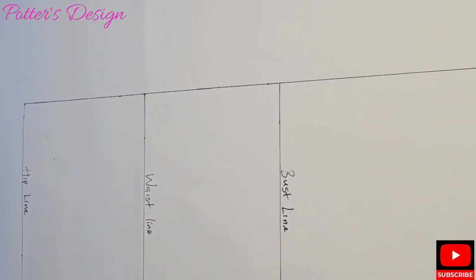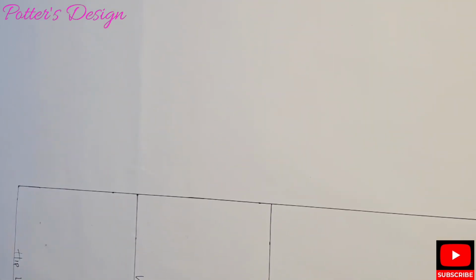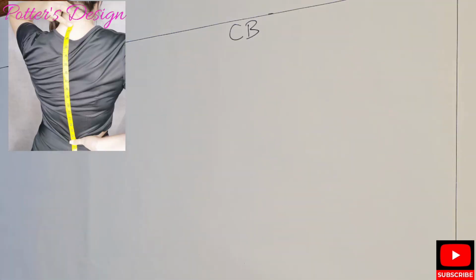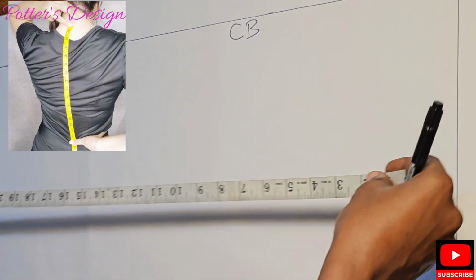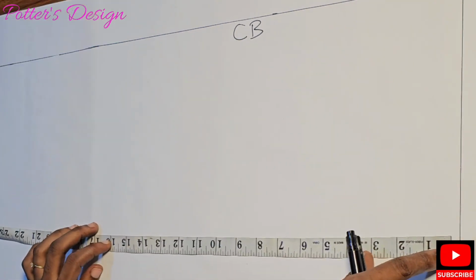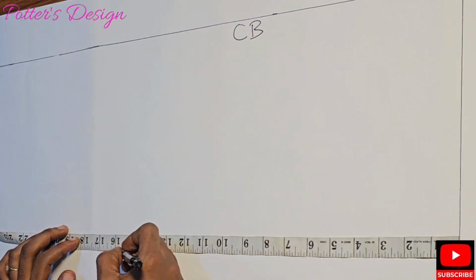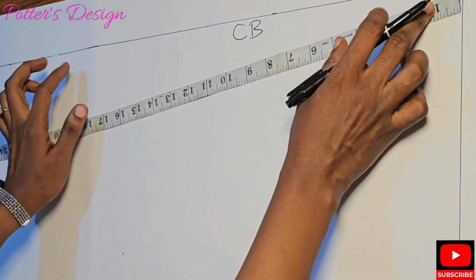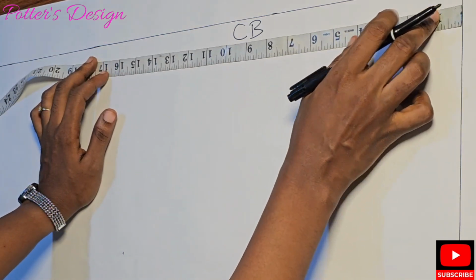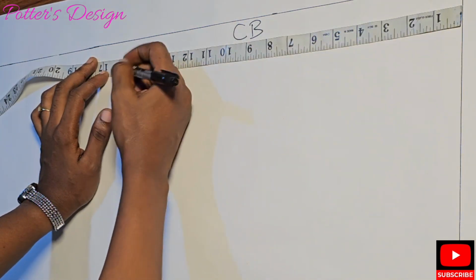At the center back, mark the back waist length from the starting point. The back waist length is 15.5. You mark it and then you connect the lines.